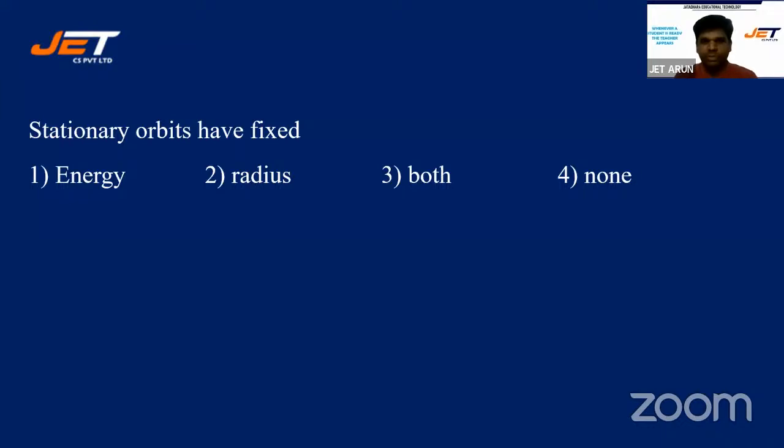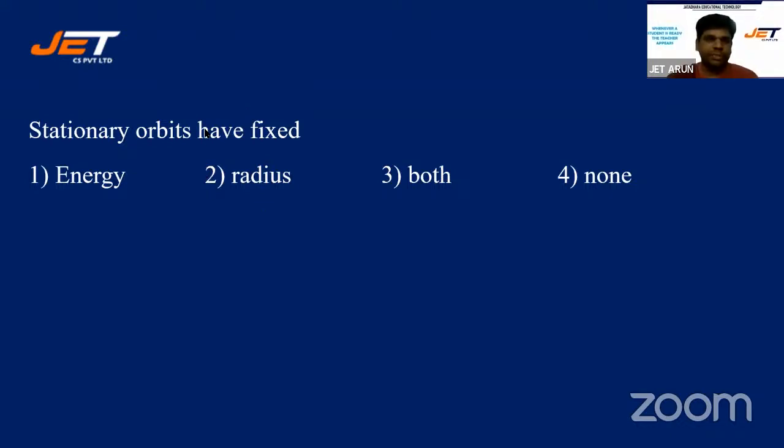Then you will see how you derive this, the radius and energy of the stationary orbits. That's a beautiful expression. The derivation is very nice. Problems also come. In JEE, NEET, EAMCET, many problems come from modern physics.